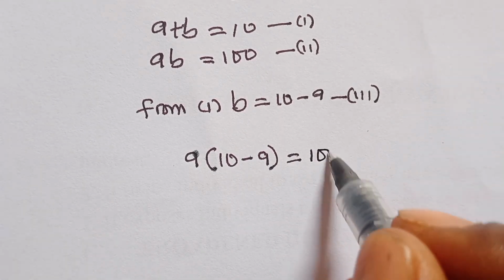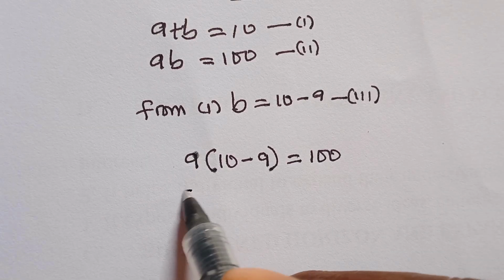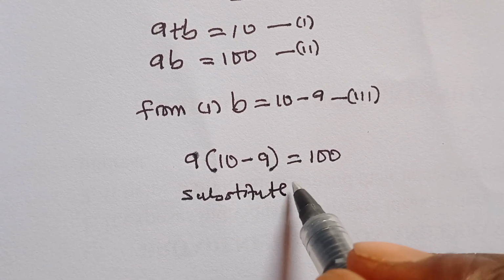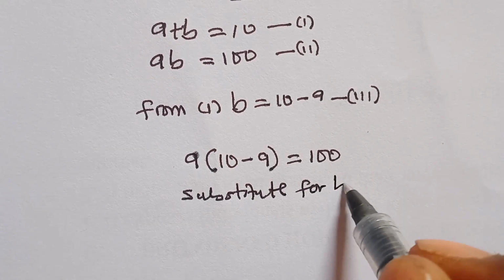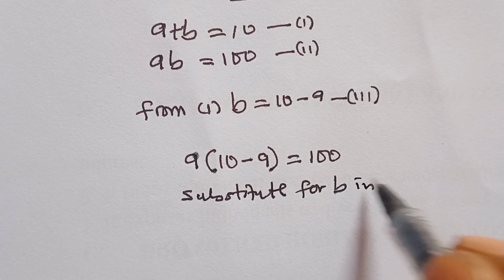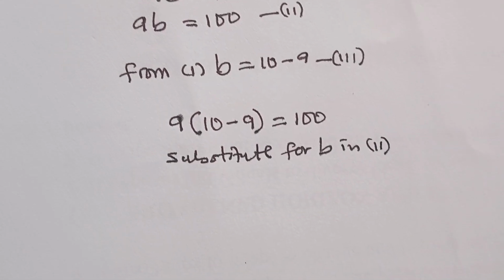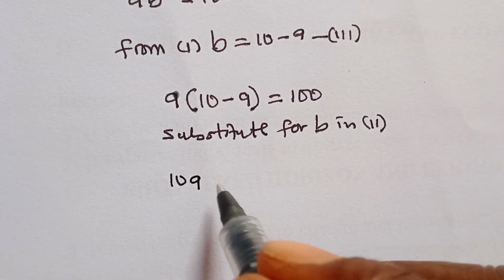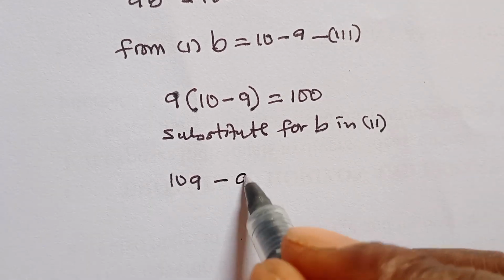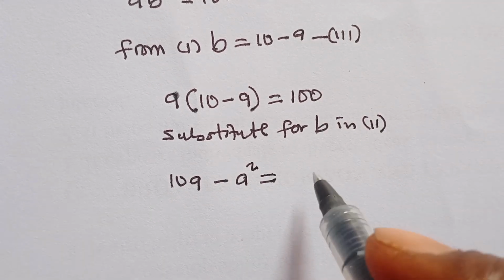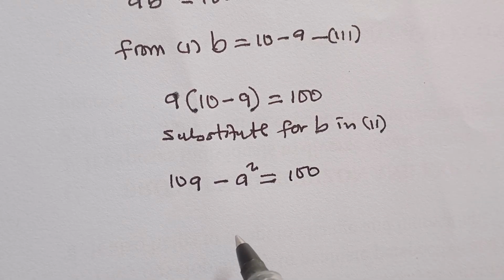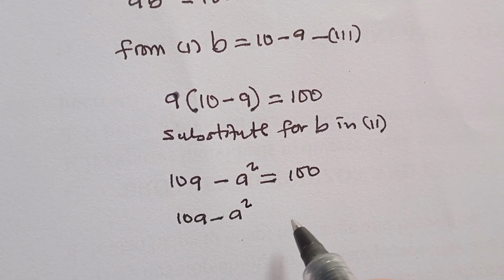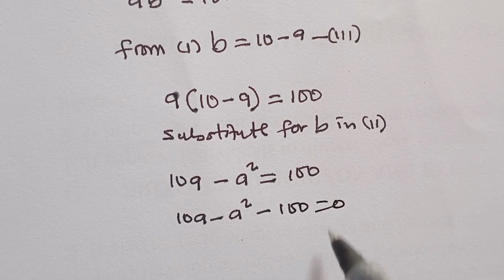So thereby we have a into bracket 10 minus a, close bracket, equal to 100. So we substituted for the value of b in equation 2, and that's why we are able to have a into bracket 10 minus a equal to 100 from equation 2. So therefore, I will use a to open the bracket. So I will be having 10a minus a squared equal to 100. So having this, I will now have 10a minus a squared minus 100 equal to 0.